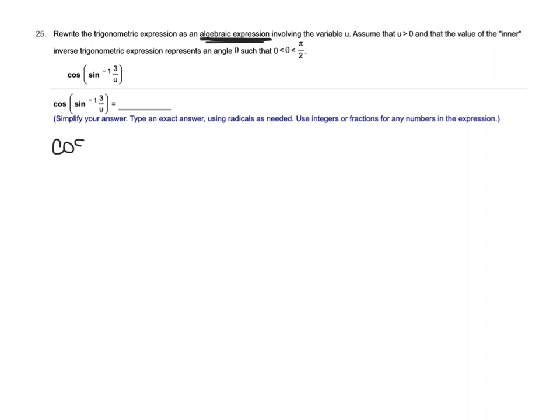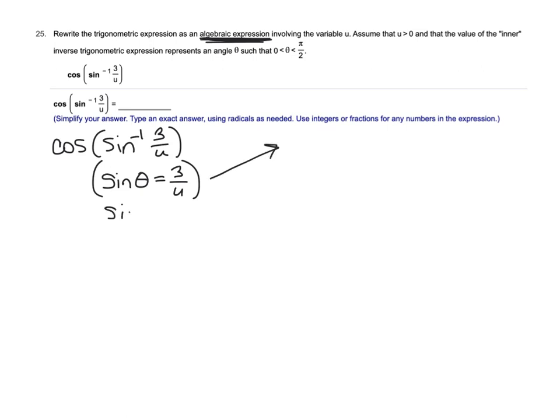Okay, so let's look at it. We have cosine. Let's work inside out. Inside this parenthesis, we have the inverse sine of 3 over u. So I'm going to rewrite that. That's the same thing as saying that the sine of theta equals 3 over u. That's what that is. We know that the sine is opposite over hypotenuse. Remember, SOHCAHTOA, sine is opposite over hypotenuse.